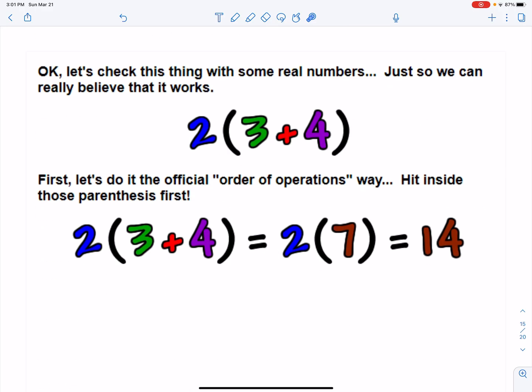So let's look at it in terms of numbers. Now, if I actually had numbers in the middle, it wouldn't be quite so bad. Let's check this thing with some real numbers, just so we can really believe that it works. So we've got 2 parentheses, 3 plus 4. First, let's do it the official order of operations way. In other words, do what's in the parentheses first. So we take the 3 and the 4, we add them together, and we get a 7. And then this 2 right up next to this parenthesis means to multiply. So 2 times 7 gives us 14.